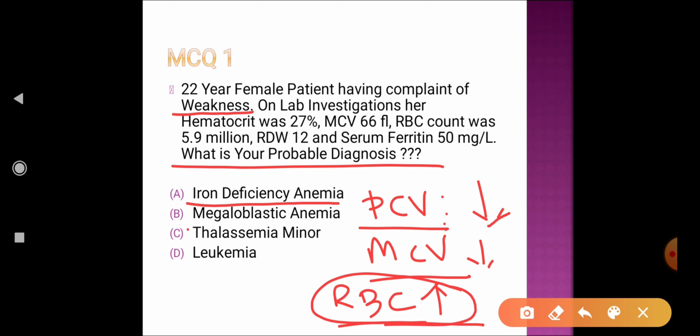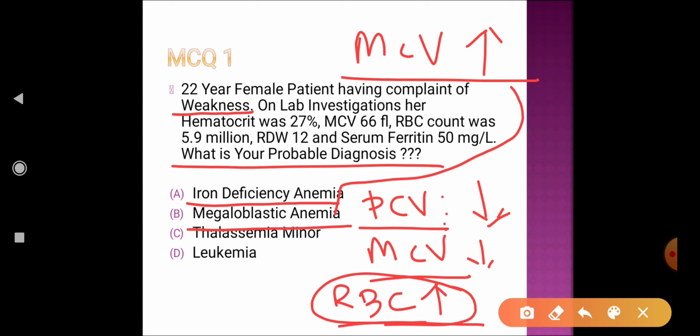The second one is megaloblastic anemia. Obviously, in megaloblastic anemia, nuclear maturation is delayed and MCV is high. MCV reflects the size of the red blood cell. So MCV is high in megaloblastic anemia, and again, this is not the case of megaloblastic anemia.